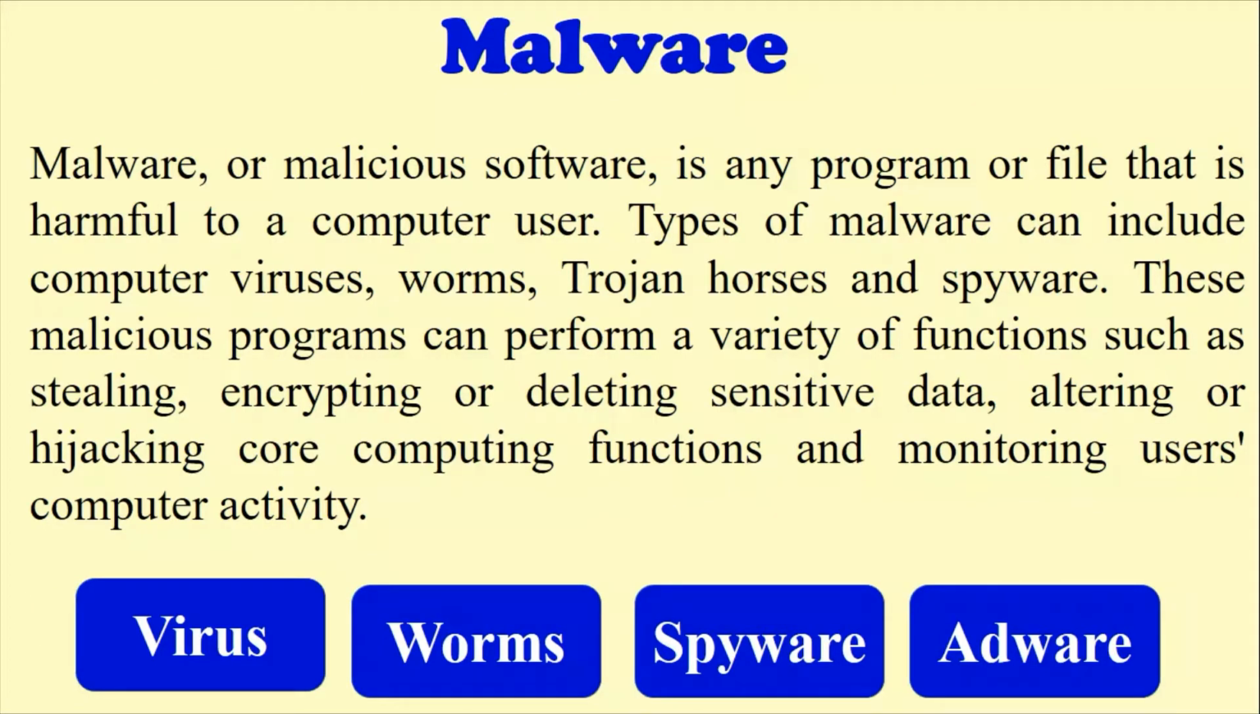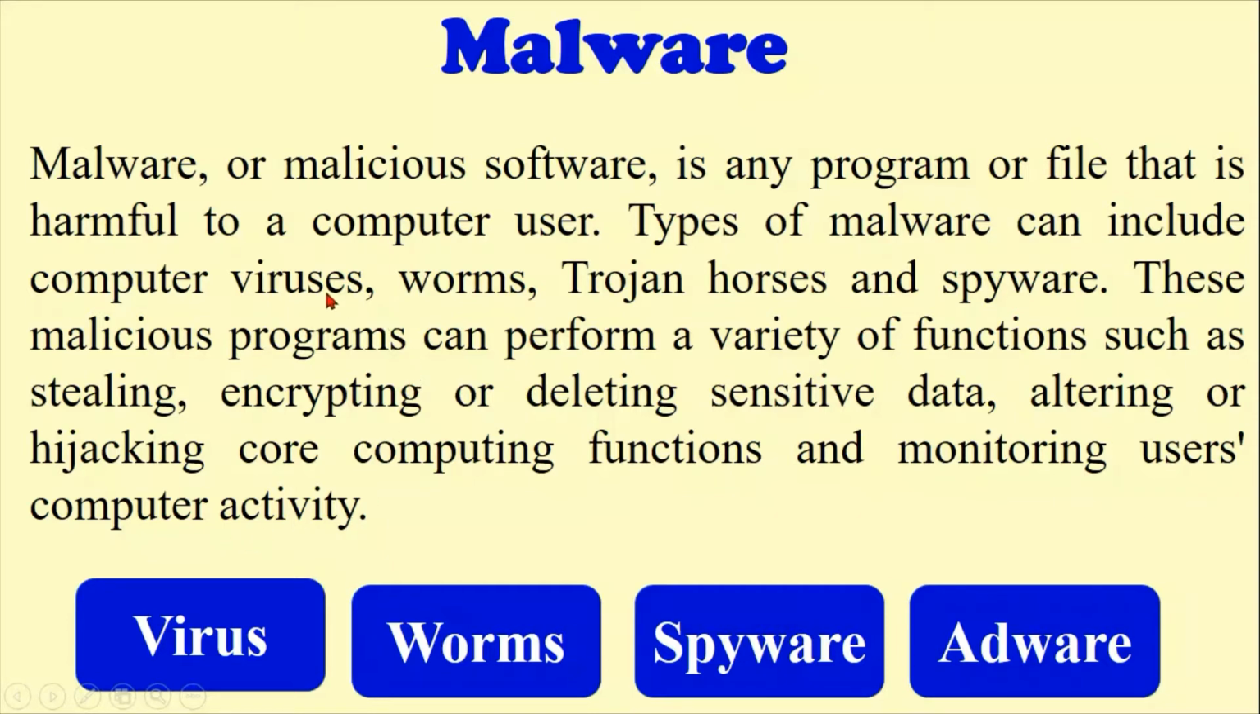First of all, malware. Malware, or malicious software, is any program or file that is harmful to a computer user. Types of malware can include computer viruses, worms, Trojan horses, and spyware. These malicious programs can perform a variety of functions such as stealing, encrypting, or deleting sensitive data, altering or hijacking core computing functions, and monitoring users' computer activity.